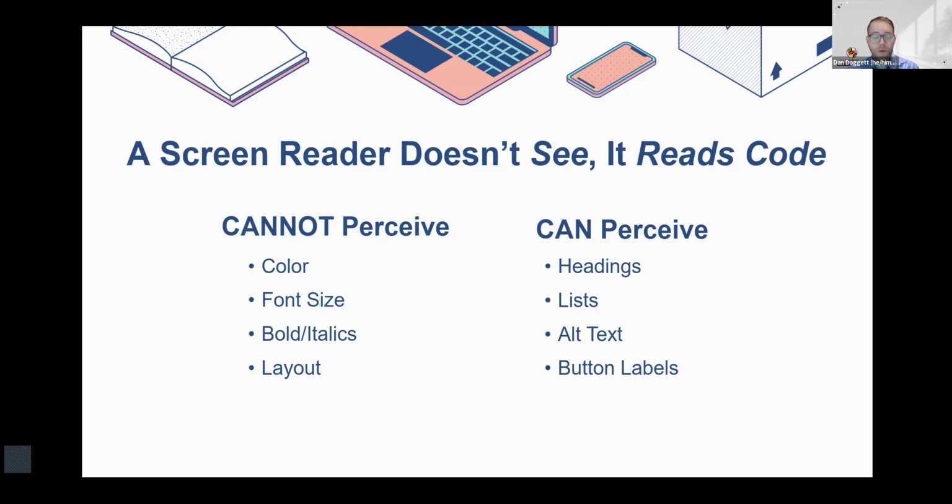Alternative text, it will also read any alt text that we provide for our images. And lastly, it announces the purpose of buttons and links through their descriptive labels. So this is precisely why we can't rely on visual formatting alone to convey information. To ensure our content is accessible, we must build that meaning into its fundamental structure.